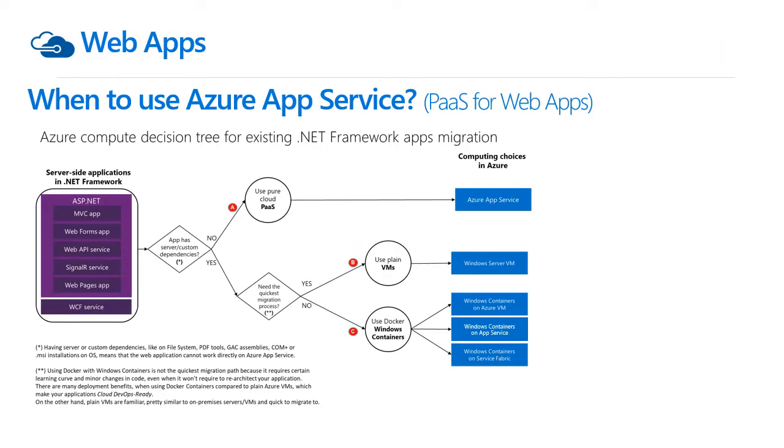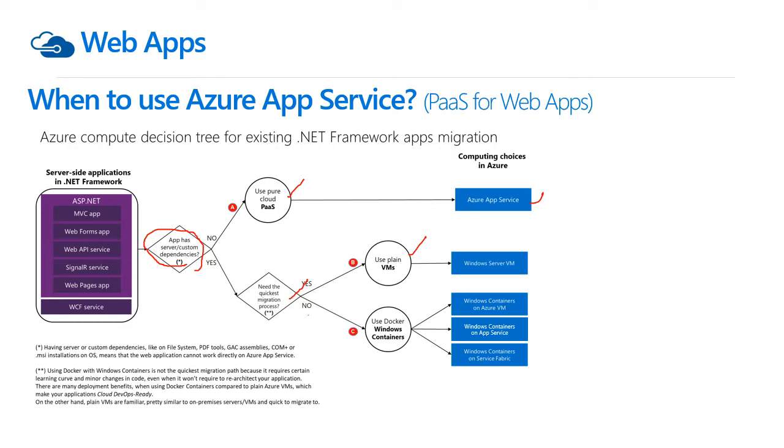Here's a handy decision tree, if you will, for .NET applications. This is just an example. If your app has no server or custom dependencies, then you can use pure cloud services and deploy your .NET application as Azure App Service. It's as simple as going to your Visual Studio IDE and deploying the new project as Azure App Service. If your app does have server and custom dependencies and you want a quick migration process, then you just deploy it as a virtual machine. It's no different from lifting your entire stack from on-premise virtual machines to virtual machines on Azure.